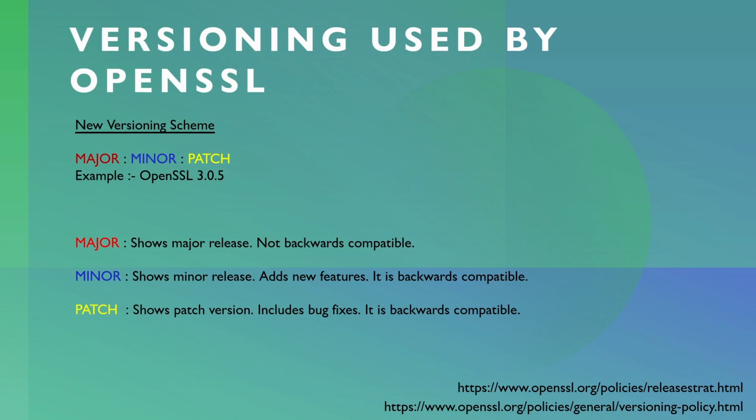Starting with OpenSSL 3.0, a new version scheme has been introduced. This scheme is divided into 3 parts: major, minor, and patch. Just like the previous versioning scheme, a change in the major release is not backwards compatible. The minor release number indicates that some new features were added and it is backwards compatible. The letter used in the previous versioning scheme has now been replaced by a digit for the patch version. So instead of changing the letter, you would see an increment in the patch digit.